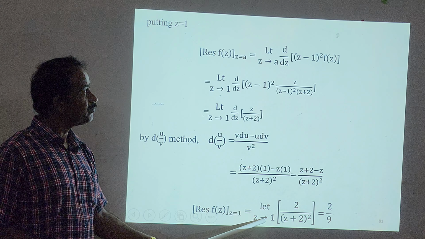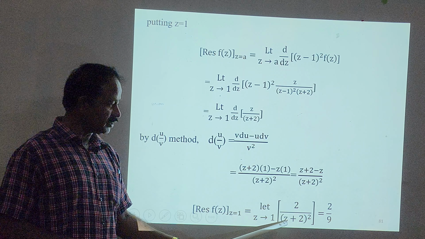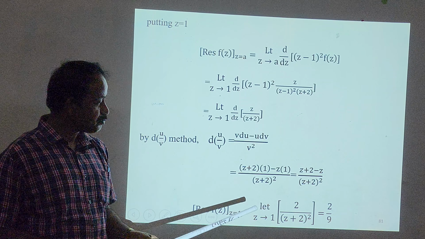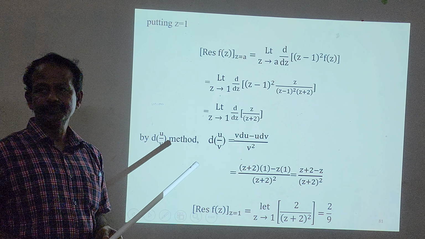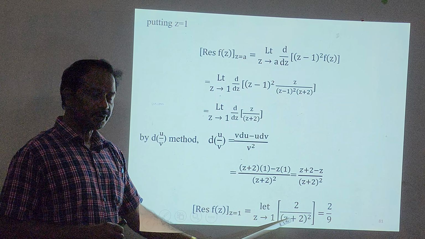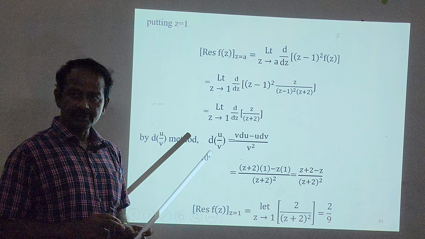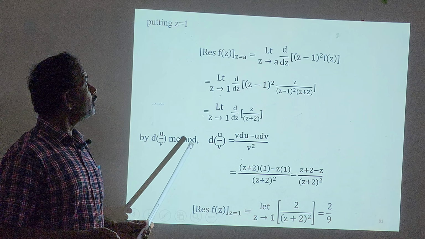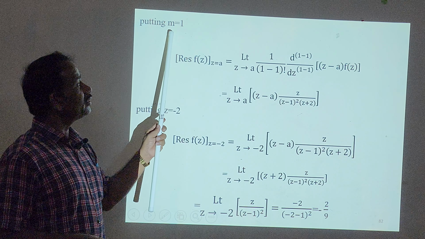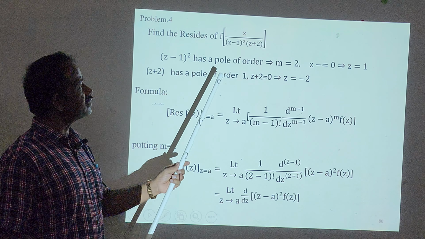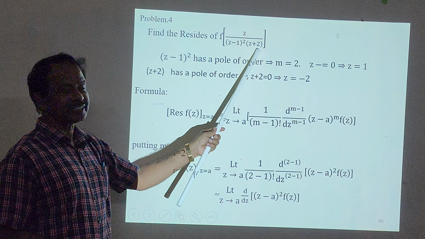What is the limit? Limit is 1. You substitute for z as 1. That will give you 2 by 9. Okay, any doubt? 2 divided by 1 plus 2 whole square. So 3 square, that will give you 2 by 9. Any doubt? So now we will go for the second one. For m equals 1. Okay, so this is the first one you have finished. We will go for the second one.